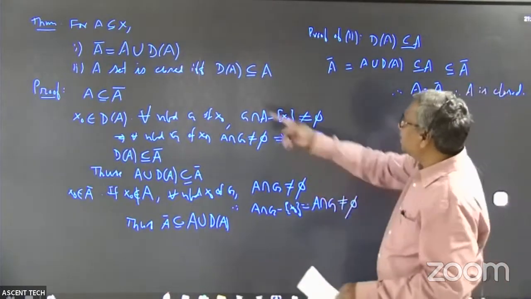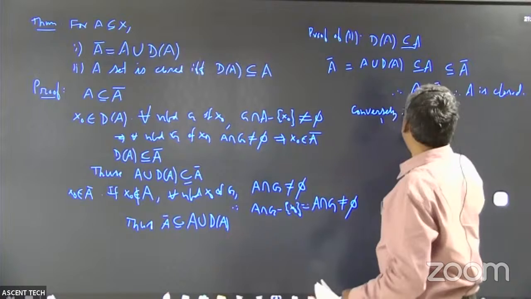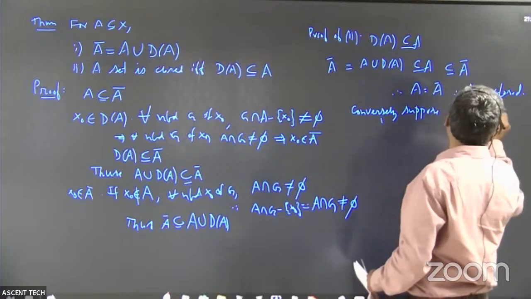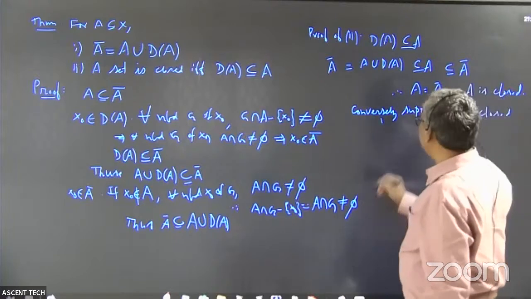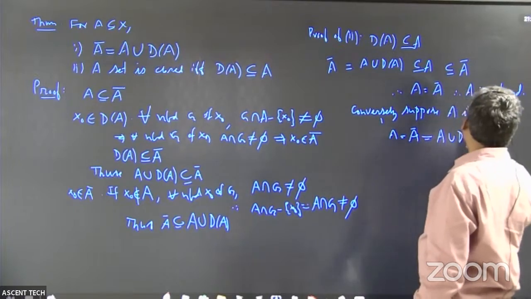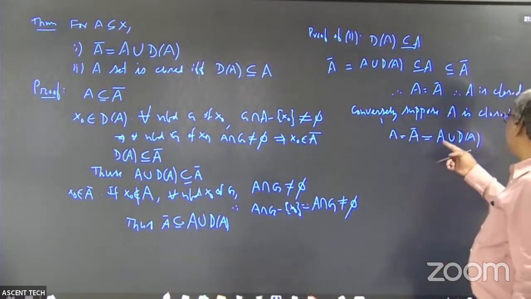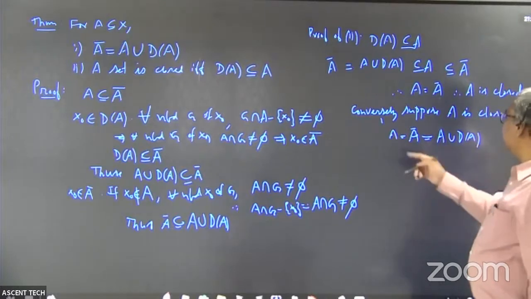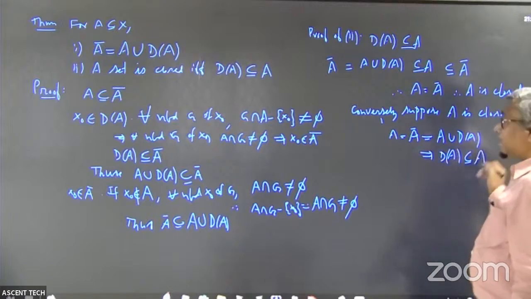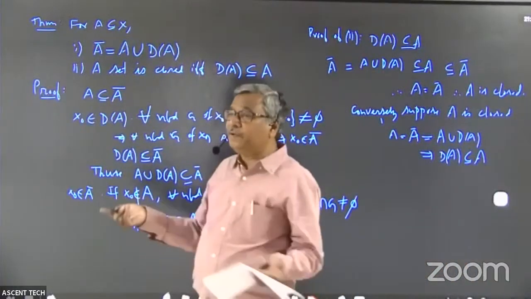Okay. Conversely, suppose A is closed. Oh, that's also very easy. Then A equals A bar, but I proved that A bar is A union dA. I'm writing the same thing one more time. If A is closed, A is A bar, but A bar is A union dA, which means dA is contained in A. End of story. So when the limiting points also come into A, it will be closed.